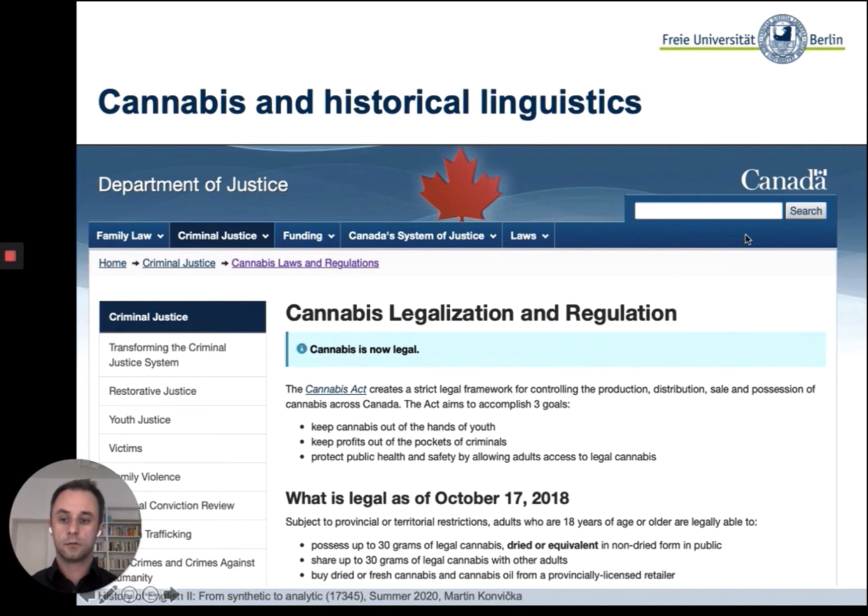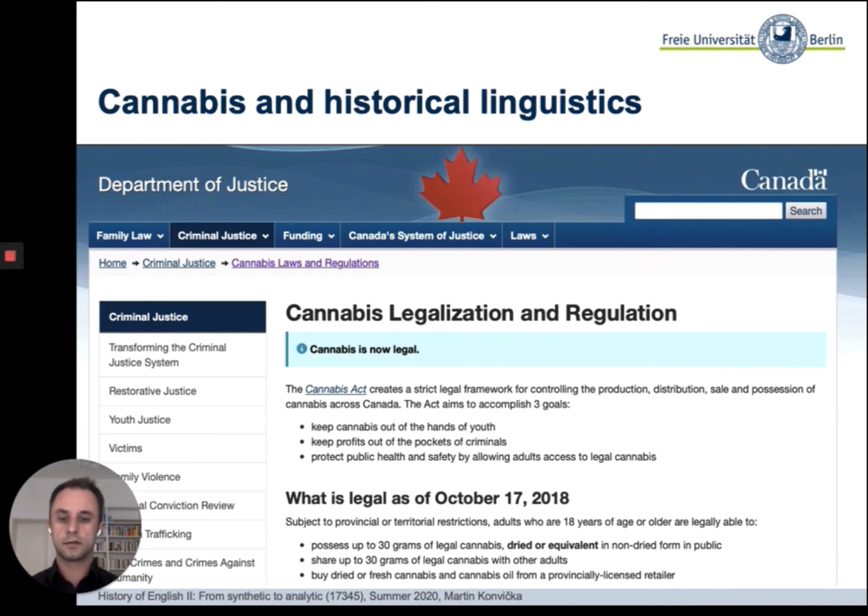Right, now we know something about Grimm's law, and we can use that and illustrate how Grimm's law works by looking at cannabis. On this slide, you'll see that 2 years ago, in October 2018, Canada legalized the use of cannabis. And now you might reasonably ask, how is cannabis connected to historical linguistics at all?